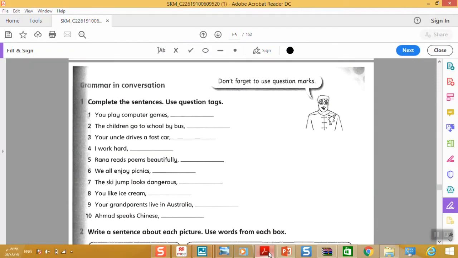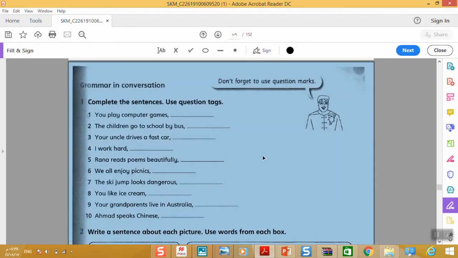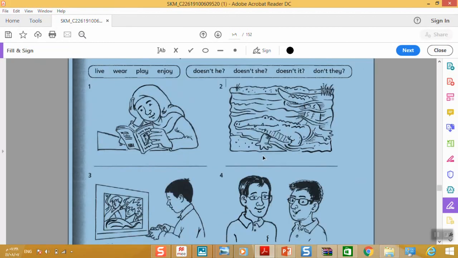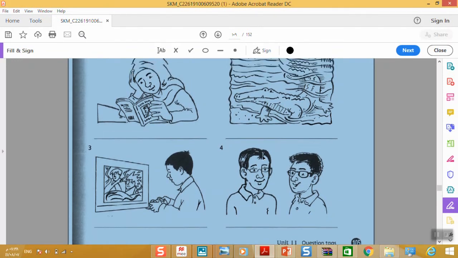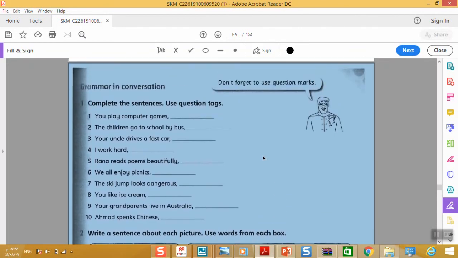Now, open your workbook. Page 105. Let's work together. The first three sentences. Let's take number one. You play computer games? Don't you? Very good. Excellent.